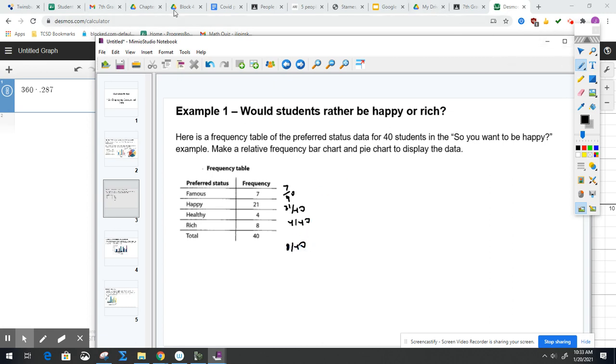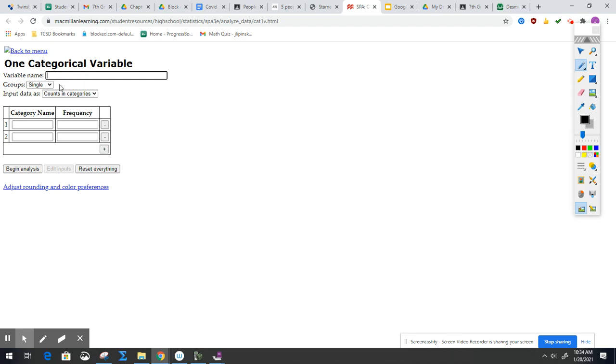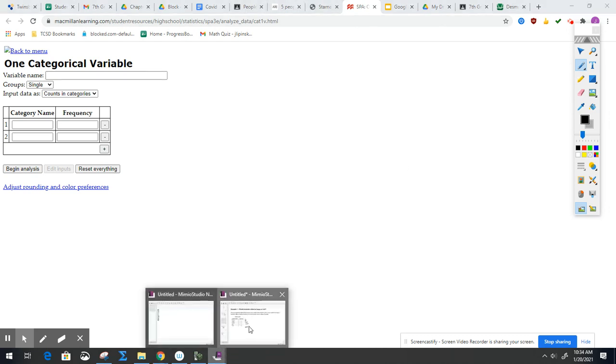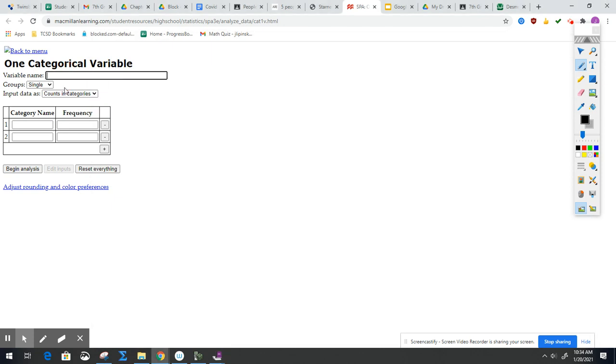I want to show you through technology. Again, we went to the site that I shared on the Google Classroom. We go to statistical applets and we go to one categorical data. Now, the one thing I didn't talk about yesterday is the variable name. The variable name is what we are working with. What are we working with here? We're working with preferred status. So we would put preferred status here.